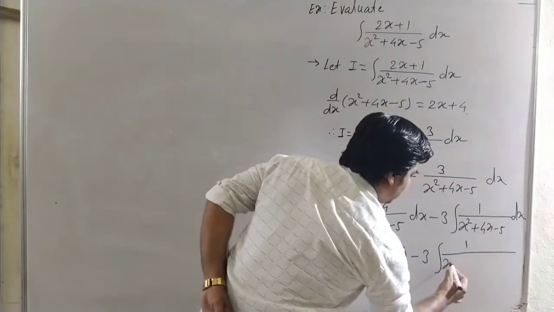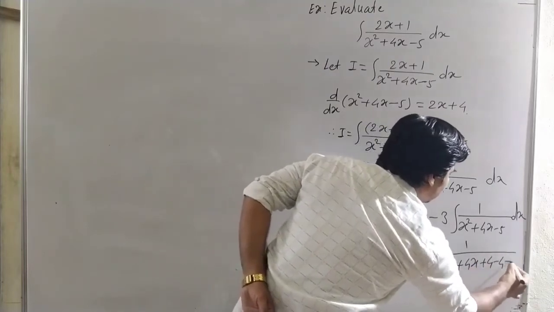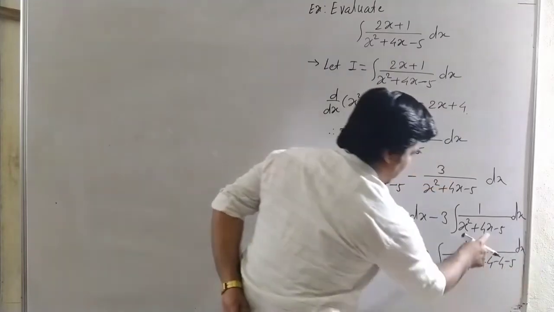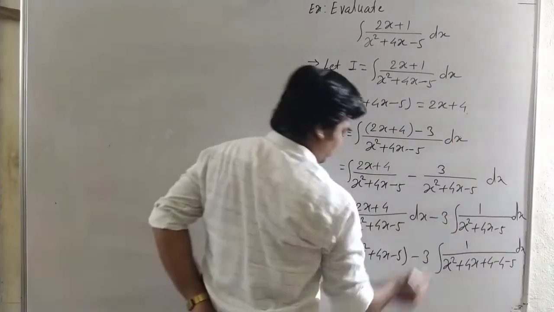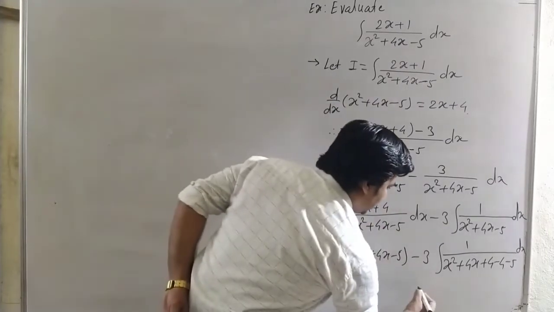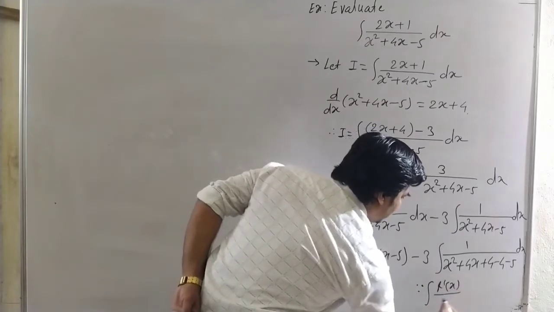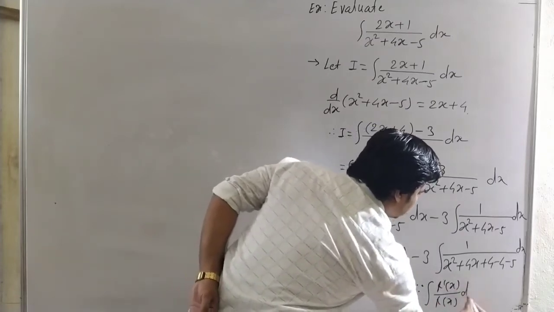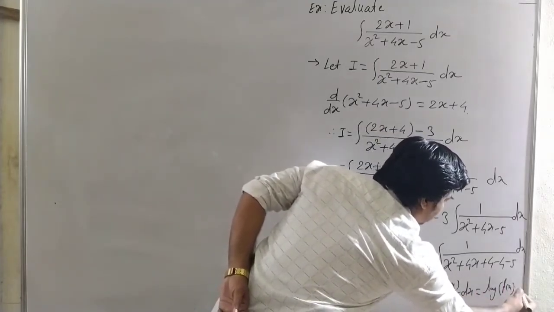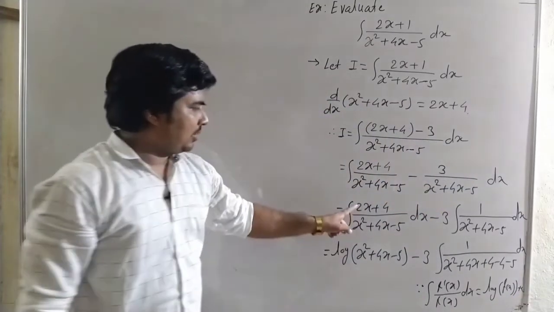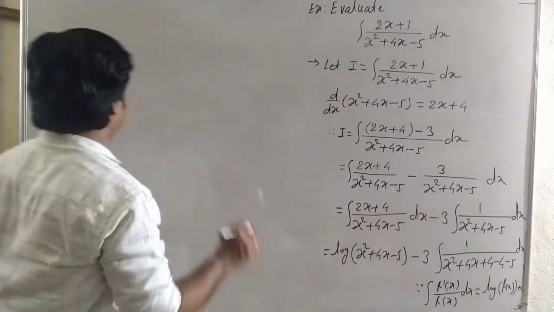So by completing square method, x square plus 4x plus 4 minus 5 dx. Here the coefficient of x is 4, half of 4 is 2, and the square of 2 is 4. This formula it is not necessary to write: integral of f dash of x upon f of x dx is equal to log of f of x plus c. Now this term as it is, we solve the second term integral.